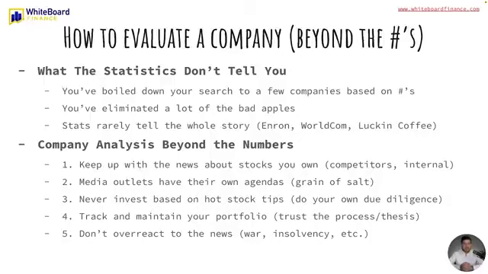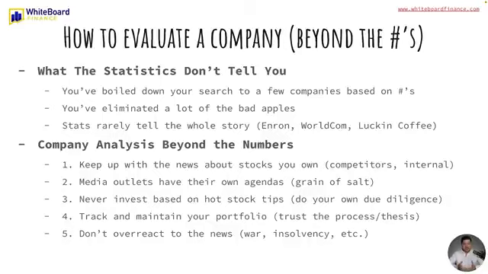So stats rarely tell the whole story. If you guys are a little bit older, you may remember Enron, WorldCom, more recently Luckin Coffee, the Chinese company. These were companies that were literally found out to be frauds, okay? So you need to understand that statistics are one thing, but books can be cooked, although it rarely happens with publicly traded companies, but it does happen. But you need to understand how to analyze a company beyond the numbers.